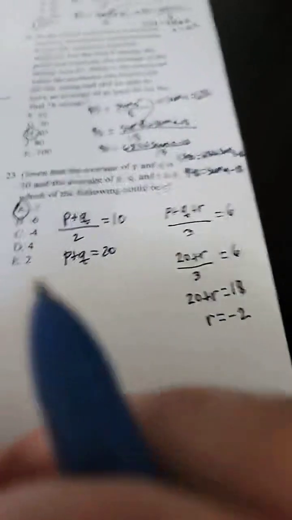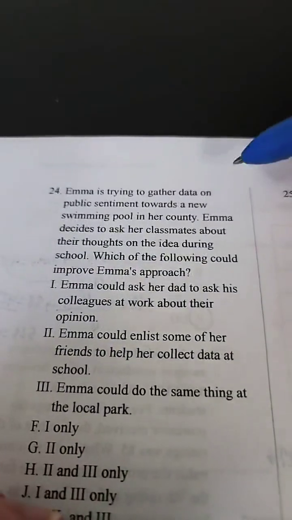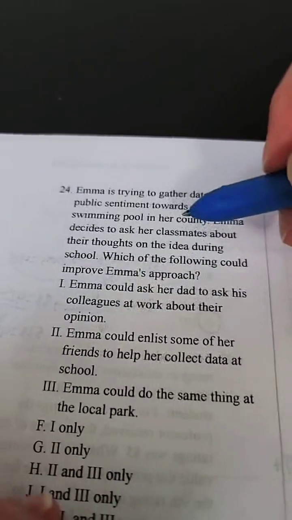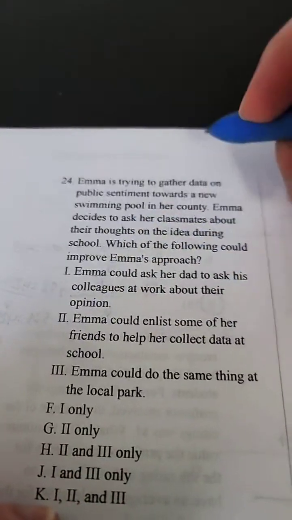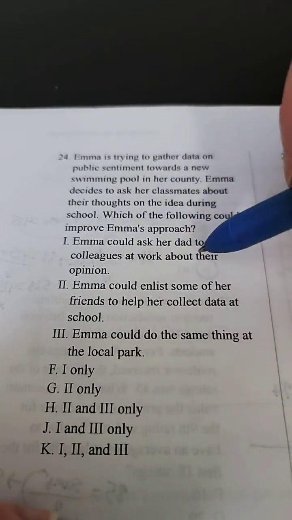Okay, so let me go to the next page. So it says Emma is trying to gather data on public sentiment towards a new swimming pool in her county. Emma decides to ask her classmates about their thoughts on the idea during school. Which of the following could improve Emma's approach? Number one, Emma could ask her dad to ask his colleagues at work about their opinion.